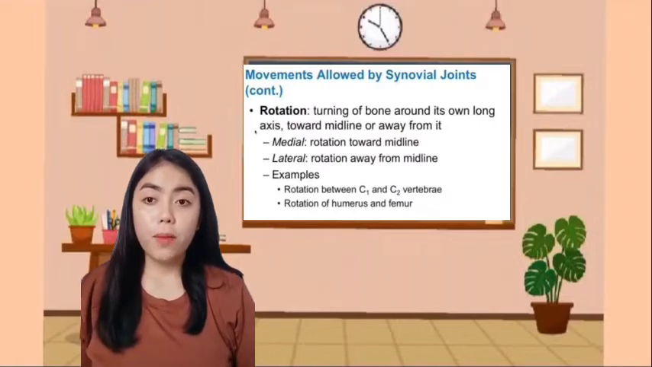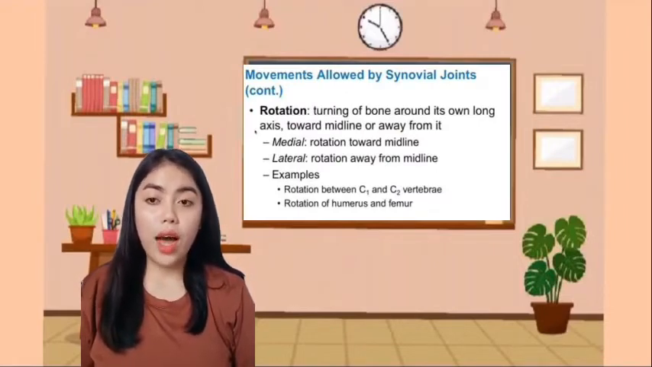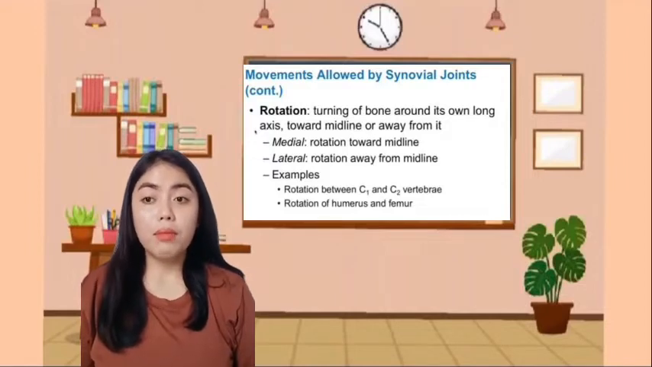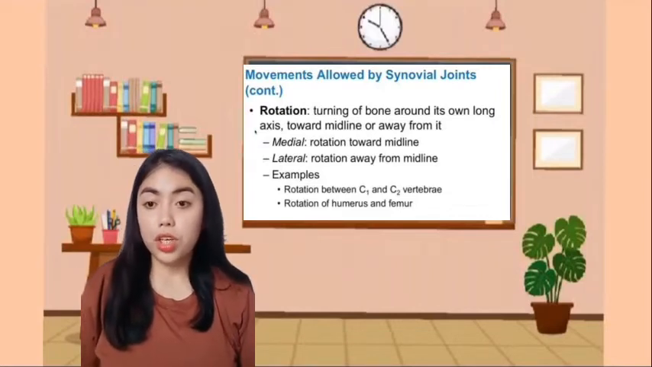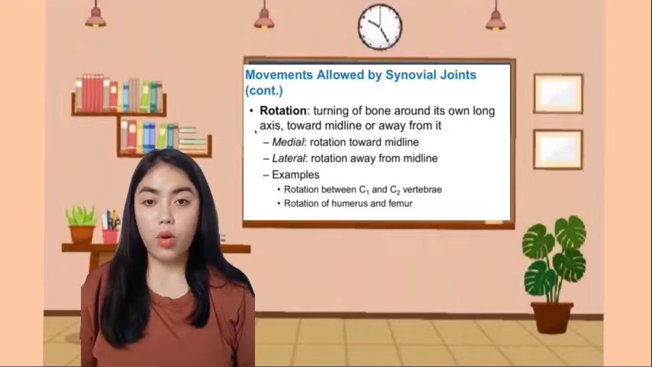Rotation. Turning of a bone around its own long axis toward the midline or away from it. Medial rotation is toward the midline. Lateral rotation is away from the midline. Examples: rotation between C1 and C2 vertebrae, and rotation of the humerus and femur.